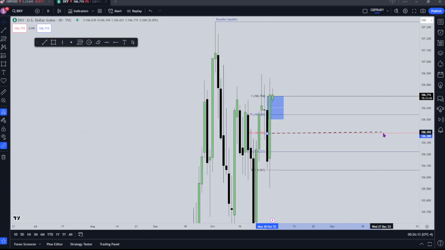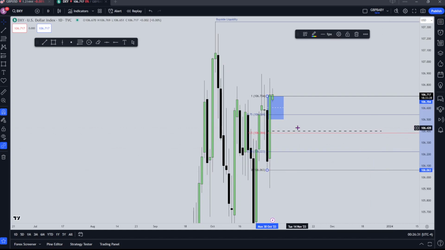Sorry, guys. Right, 50% of this order block. Let me just move that up to 400. 384. Let me just move that down. So this is the very lowest. This is the very lowest I'd expect price to trade to.